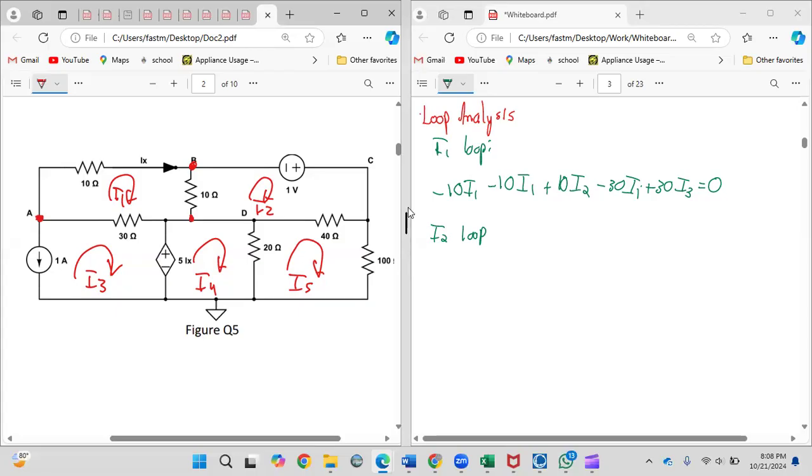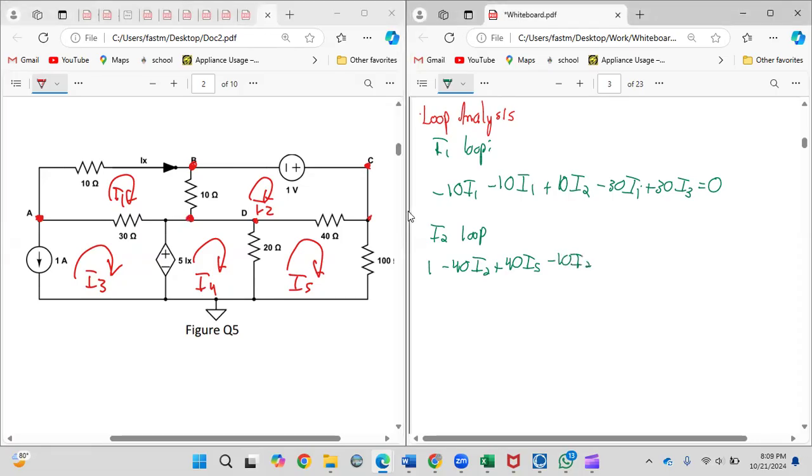So going through that, we have voltage rise. It's 1, we come down here going through the 40, so it'll be minus 40 I2 and plus the current in the opposite direction, which is I5. Then going back to here, you have minus 10 I2, then plus 10 I1 in the opposite direction, and you're back to here, and you make it equal to 0. So 1 minus 40 I2 plus 40 I5, minus 10 I2 plus 10 I1 equals 0.